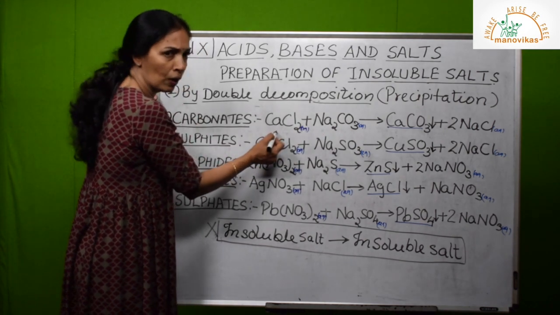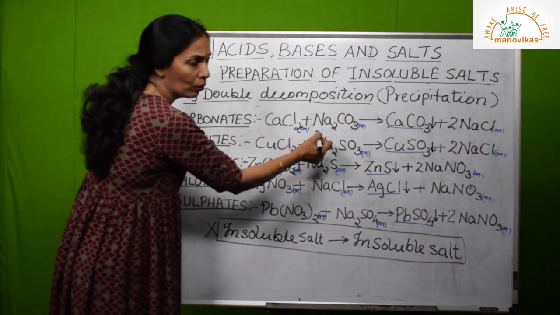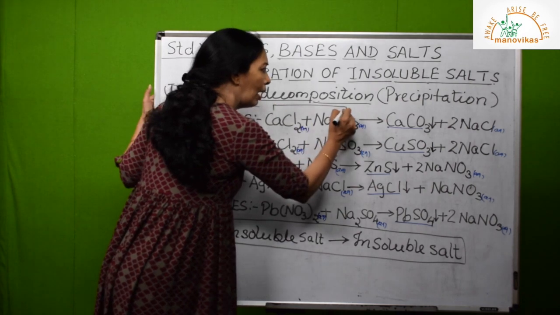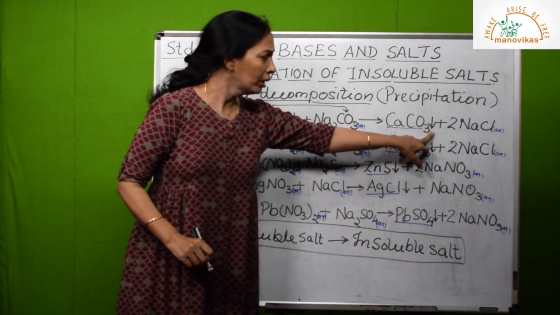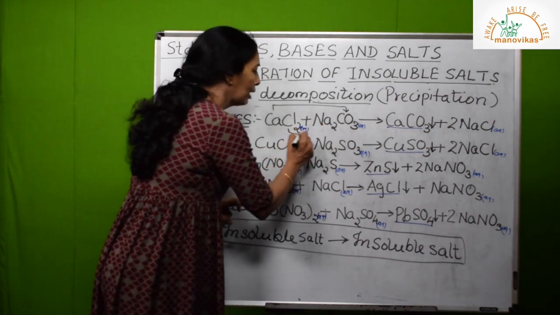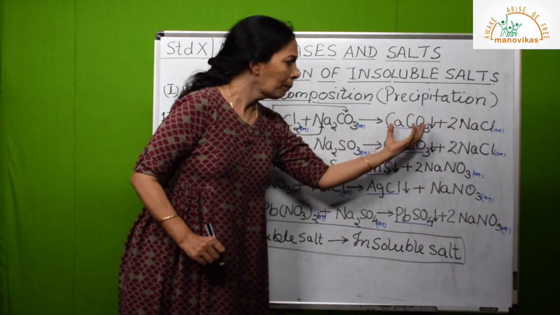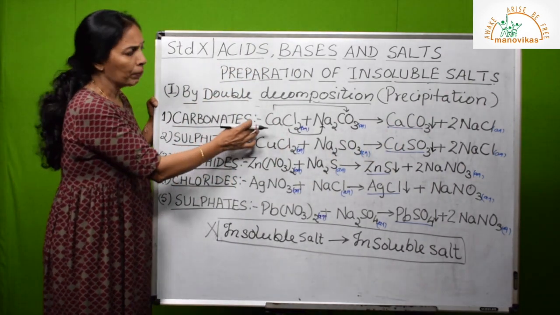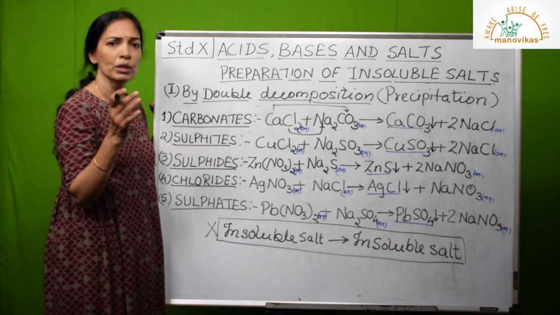So the soluble salt of calcium plus soluble carbonate undergo double decomposition, and this calcium will combine with this carbonate and calcium carbonate will precipitate. This downward arrow shows that this is a precipitate, and this Na and Cl will come out in the form of NaCl which is soluble. So the precipitate is the desirable salt. Second, you can prepare any insoluble carbonate starting with its soluble salt.